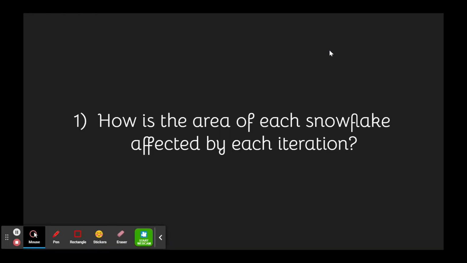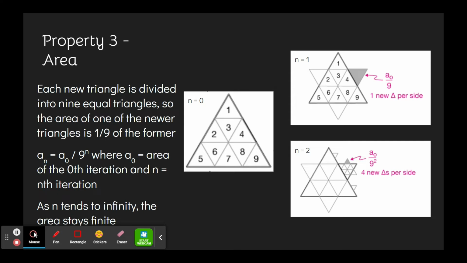And now for some FAQs. The first FAQ is how is the area of each snowflake affected by each iteration? The area of each newer triangle can be found through the equation a sub n is equal to a over 9 to the n, where n is the nth iteration and a is the area of the original triangle. Each triangle made from each iteration becomes smaller and smaller. This also leads to an interesting property. The total area of the Koch snowflake is finite and not infinite like the perimeter.